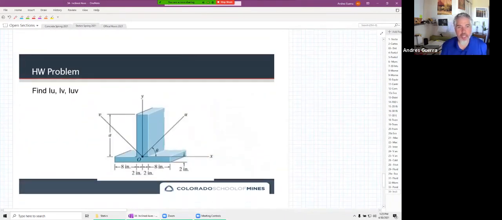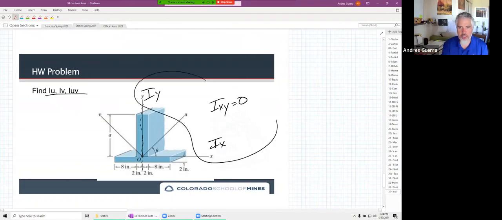Okay, and then here's a homework problem where they are asking us to find Iu, Iv, and Iuv. Well, the first thing that we have to do is we have to go through that whole parallel axis theorem to find Ix, to find Iy. Now in this one, we do have symmetry on the y-axis, don't we, that they're asking us about. And so we would be able to tell that Ixy is equal to 0. But we have to do all this stuff first.